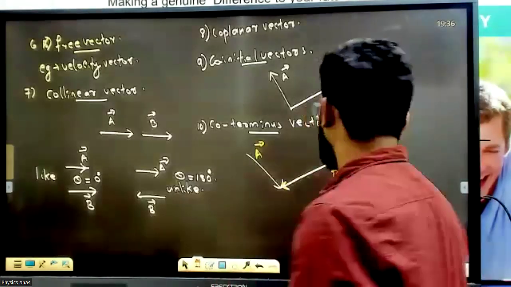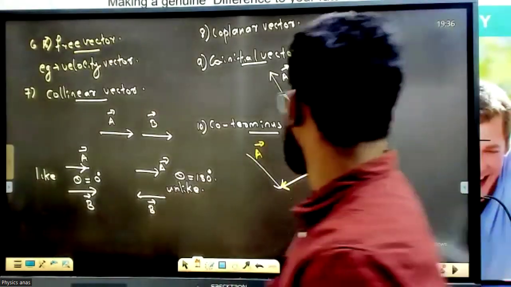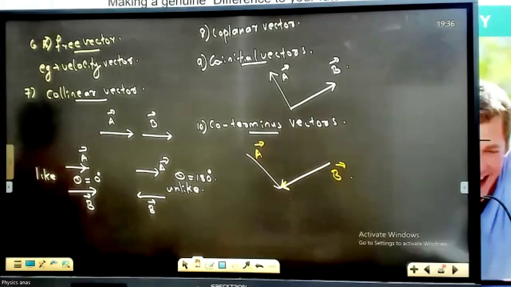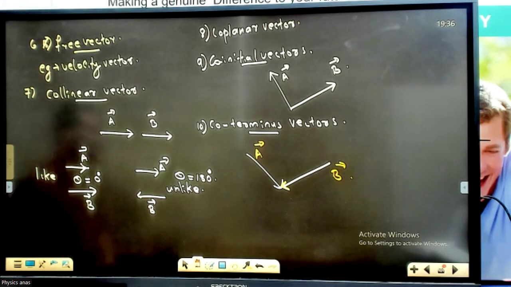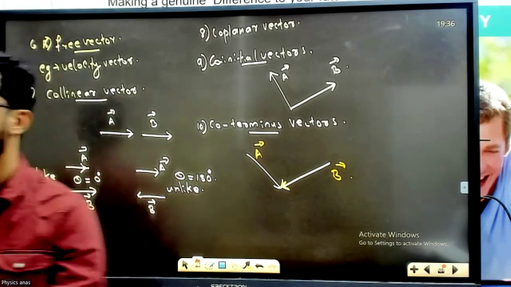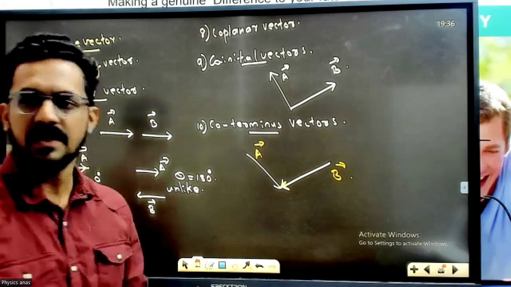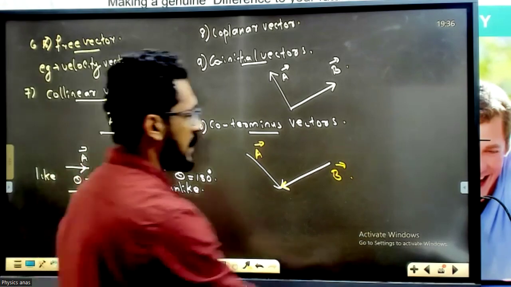Previous slide. Okay. Co-terminus vectors. They are ending at a common point, at the same point. If you haven't completed writing, then just ask me. I will not go speedy. You can just tell me. Is it complete now? Okay, then zero vector.